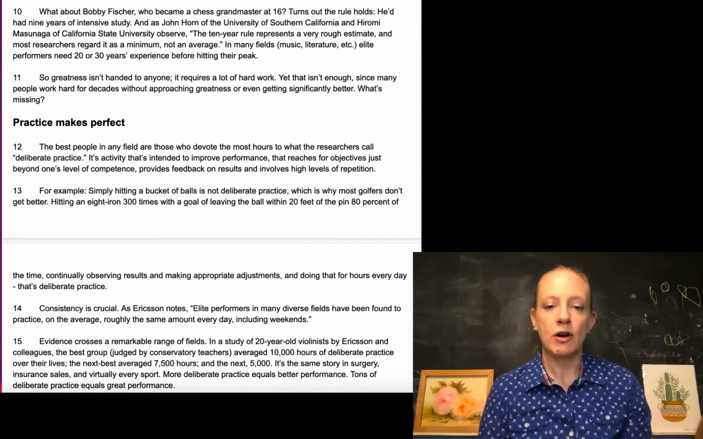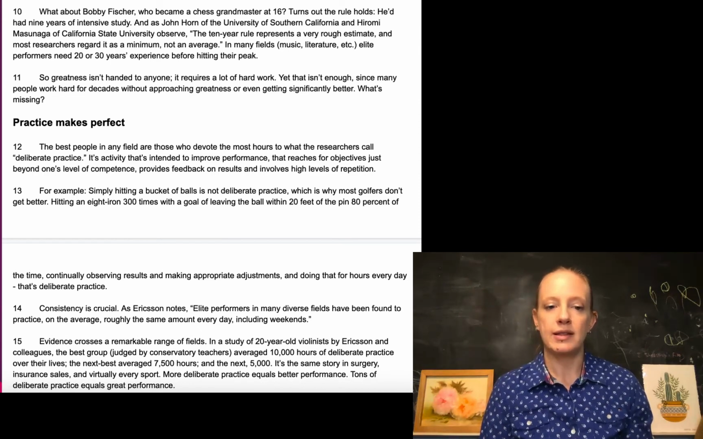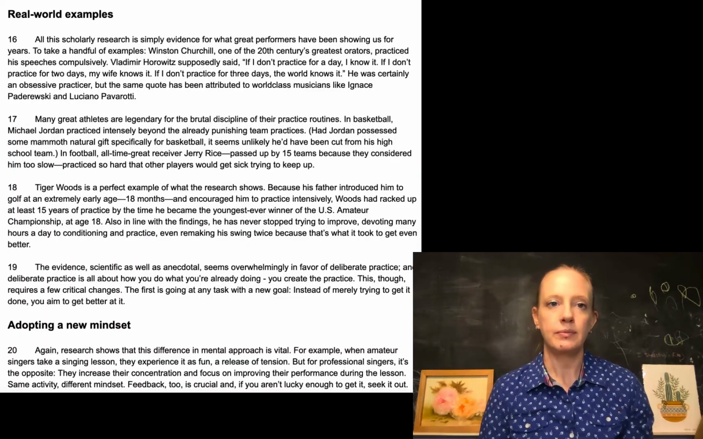Evidence crosses a remarkable range of fields. In a study of 20-year-old violinists by Ericsson and colleagues, the best group, judged by conservatory teachers, averages 10,000 hours of deliberate practice over their lives. The next best averaged 7,500 hours, and the next 5,000. It's the same story in surgery, insurance sales, and virtually every sport. More deliberate practice equals better performance. Tons of deliberate practice equals great performance.